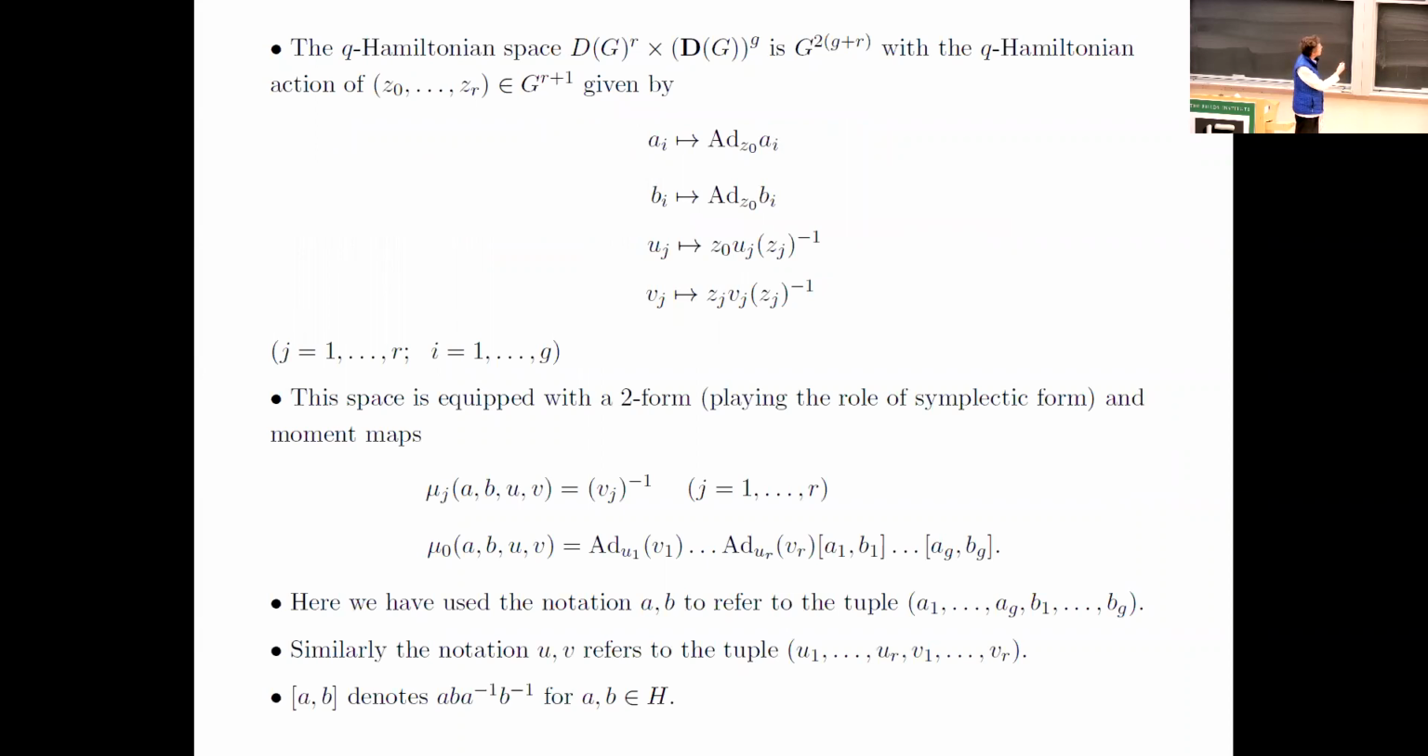So the quasi-Hamiltonian space obtained from the product of R copies of the double and G copies of the internal fusion of the double now has a quasi-Hamiltonian action of G to the R plus 1. So R of the actions are from the adjoint action that corresponds to the double, and for the G part, you have the action for the double, so left and right multiplication. And this space is equipped with a two form that plays the role of symplectic form. The two form I talked about already, and the moment maps come by taking coordinates and their images under the adjoint action.